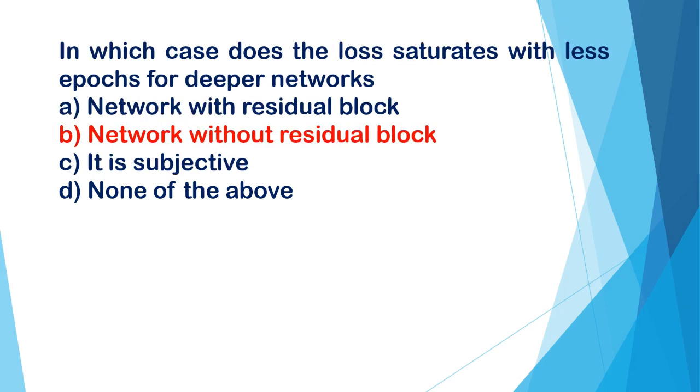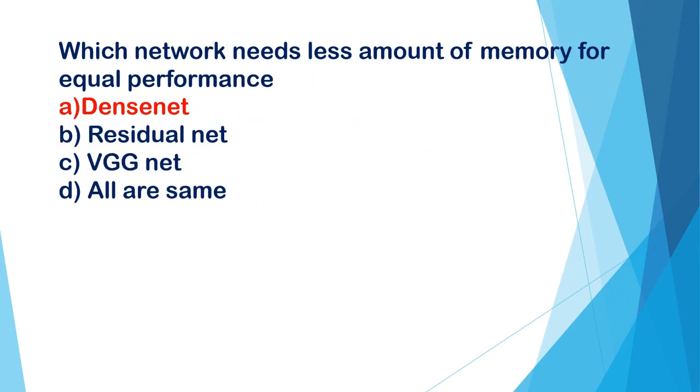In which case does the loss saturate with fewer epochs for deeper network? A. Network with residual block, B. Network without residual block, C. It is subjective, D. None of the above. And the correct option is B.